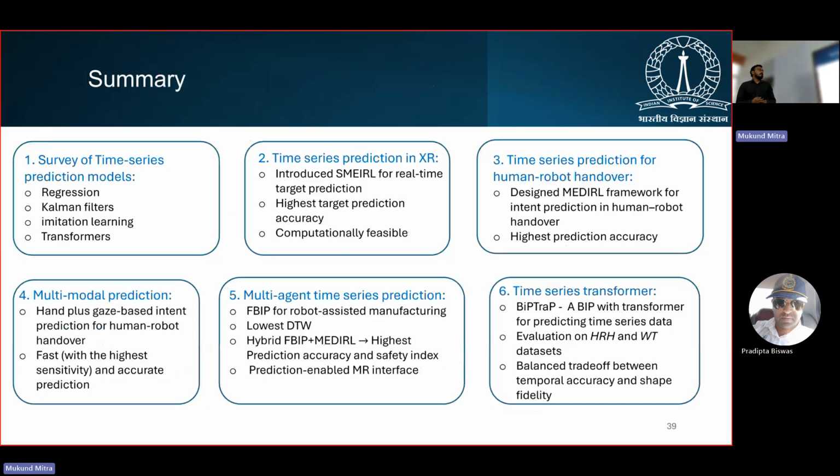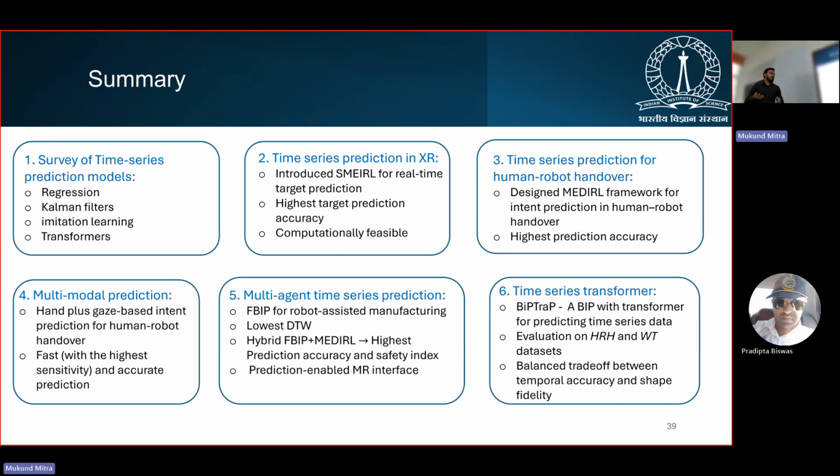In summary, we first saw various time series prediction models, from regression and Kalman filters to imitation learning based methods to transformer architectures. Then we saw SMRL for pointing task in extended reality, and then we discussed time series prediction in human robot handover. We saw that MLERL performed best in handover scenarios.